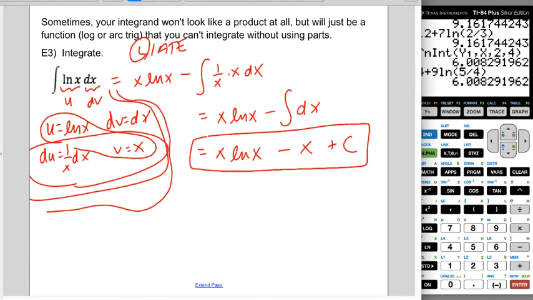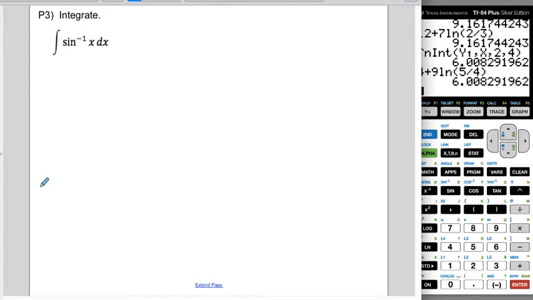I don't think it's awful to do by parts, but if you don't recognize that integrating just the simple natural log requires parts, it's going to create an issue. Example three, arc trig, same idea. We use LIATE, right? Well, arc trig's right here. It's pretty early in the list.